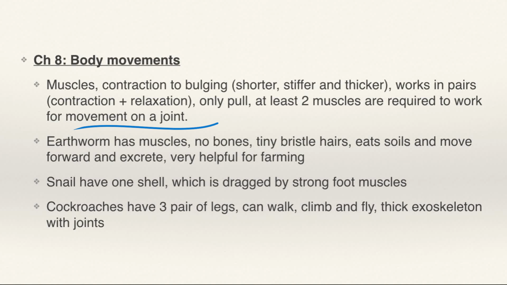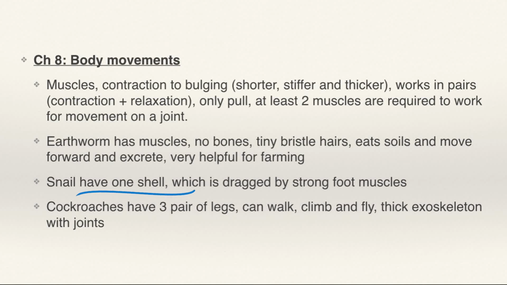Now some information about the earthworm. It has muscles, it has no bones, it has tiny bristle-like hairs, and it eats soil. It is called the farmer's friend because it decomposes and produces very good soil. It improves the fertility of the soil, and as it moves forward it excretes the soil and other organic material, which is very good for productivity.